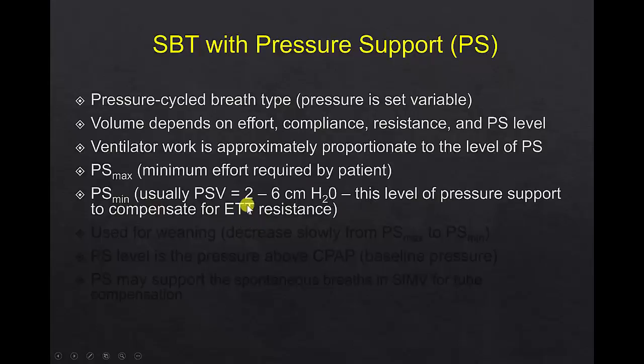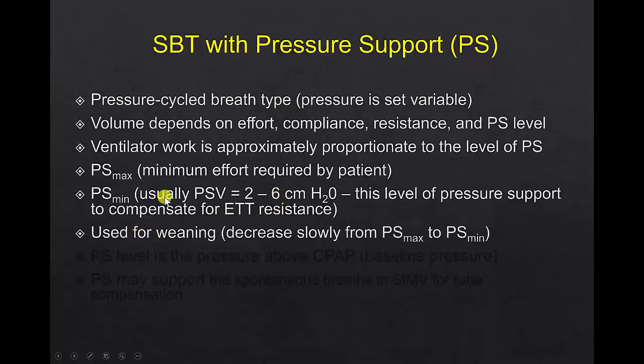In pressure support, we actually try to estimate the amount of pressure support you need to compensate for tube resistance, compared with tube compensation where the machine calculates and adjusts the pressure support. But suffice it to say that pressure support in the 2 to 6 range compensates for tubes of varying sizes. Obviously, we use a little bit more pressure support for smaller tubes.